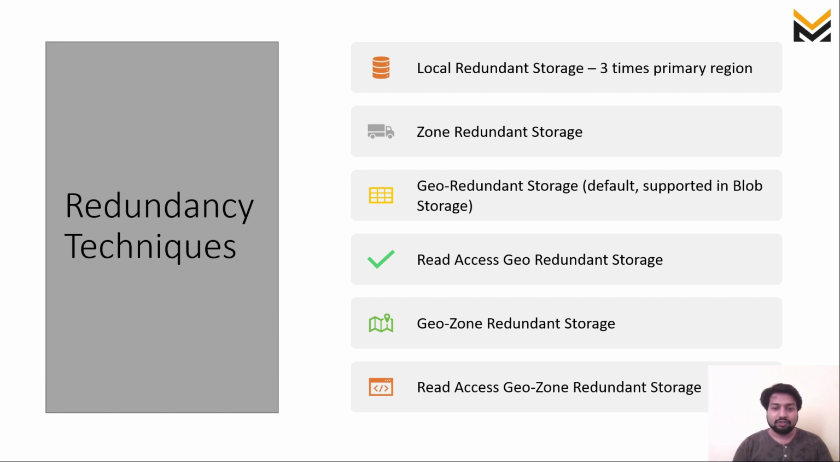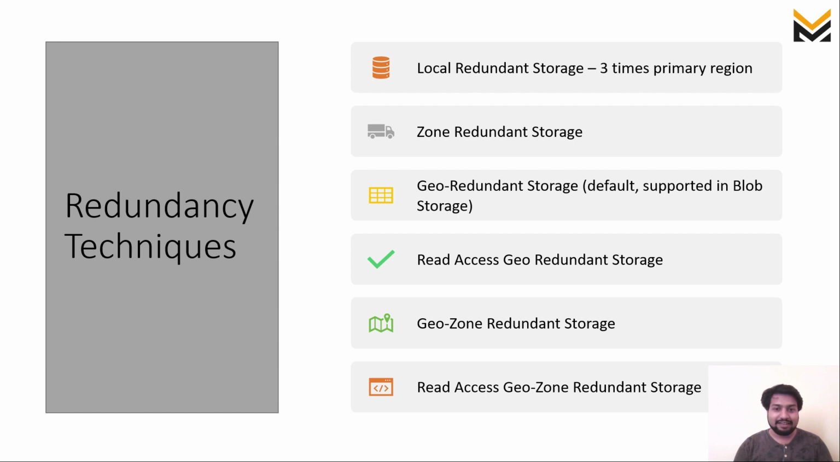Then comes the Geo-Zone redundant storage. It will follow all the features of ZRS as well as GRS, that is, copy data in 3 servers of the primary region and then create a copy of it asynchronously in a secondary region, let's say US.